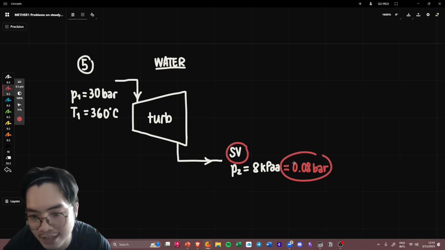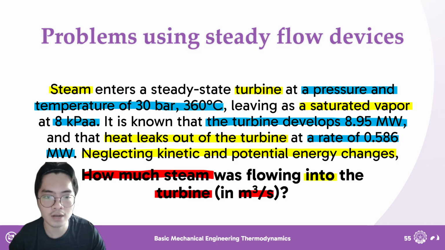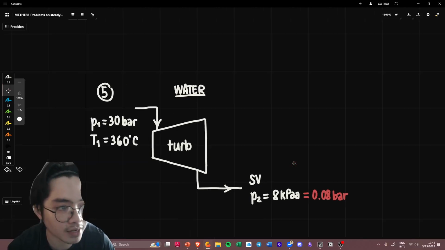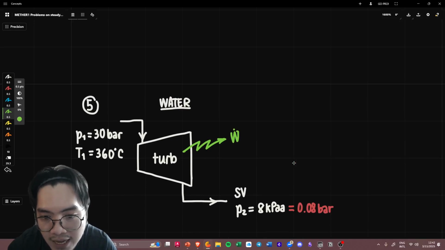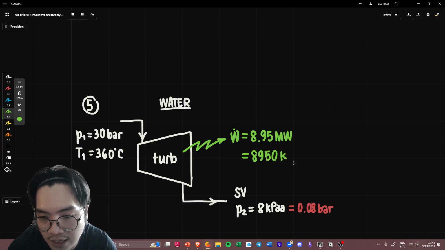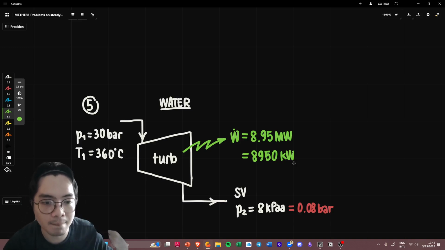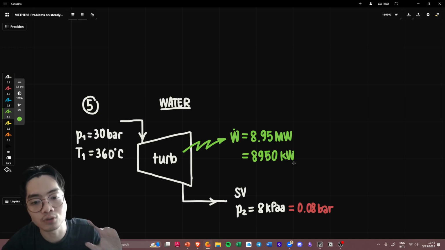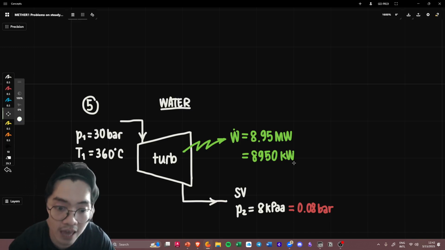Because you need to find other properties from here, okay? And so now, the turbine develops 8.95. By that, they mean that you are receiving power. 8.95 megawatts, or let's turn that into kilowatts so that we don't get confused, 8,950 kilowatts. And mind you, the sign is positive because work is being done by the turbine. The turbine is giving out 8,950 kilowatts worth of energy.